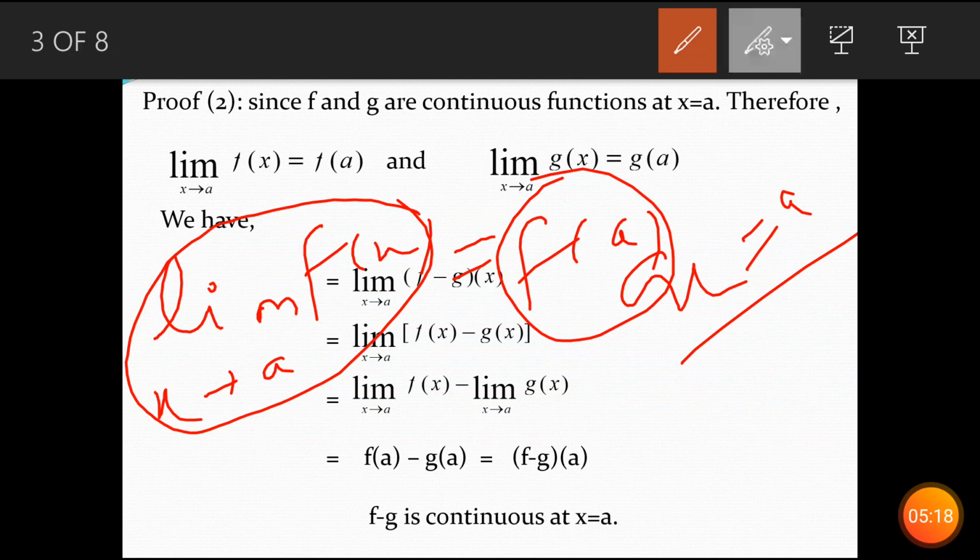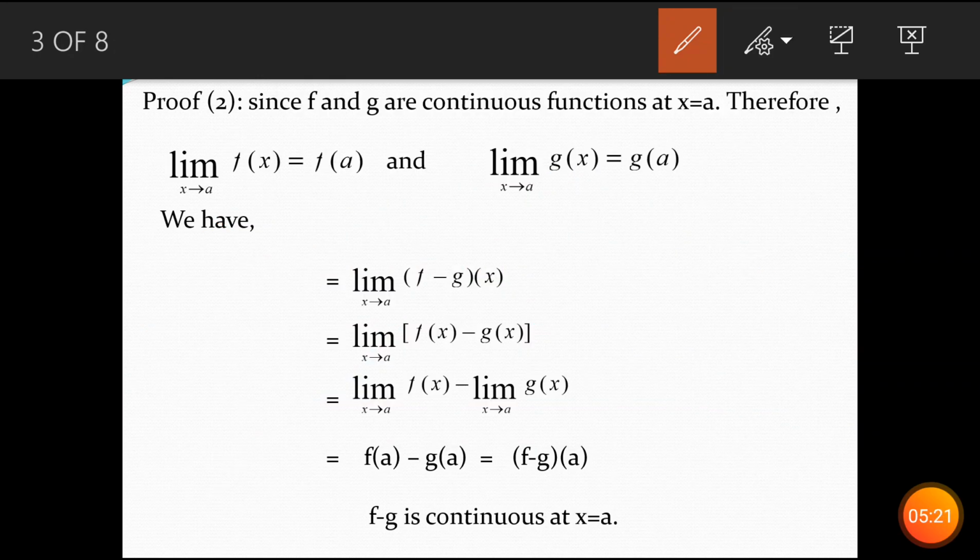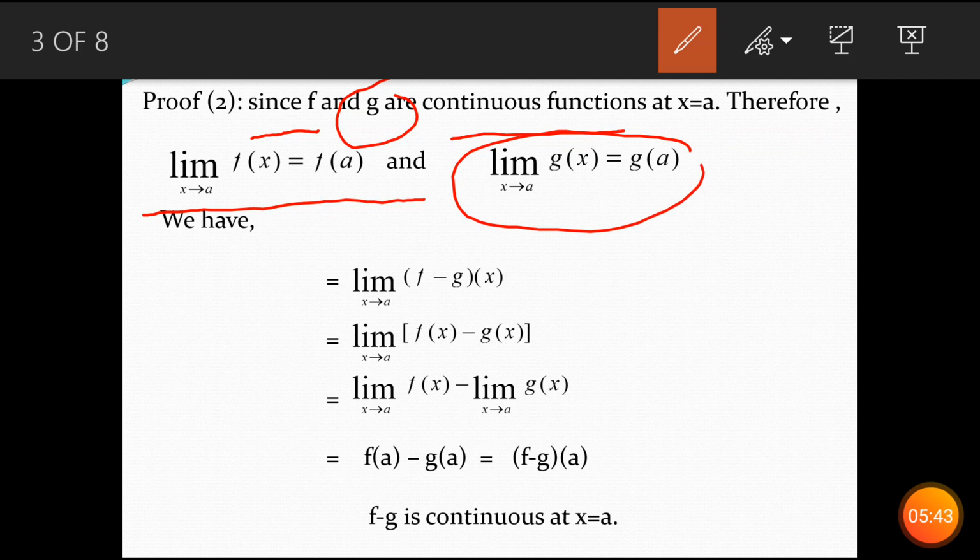So as we are saying that f is a continuous function at x equals a, it means its limiting value will be equivalent to the function value. So this is what we have written here: limit x tends to a, f(x) equals f(a). Clear? We are saying that g is also continuous at x equals a. Therefore, we can write that limit x tends to a, g(x) is also equivalent to g(a). Now what do we want to show? We want to show that f minus g is continuous.